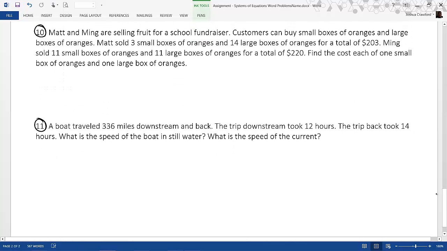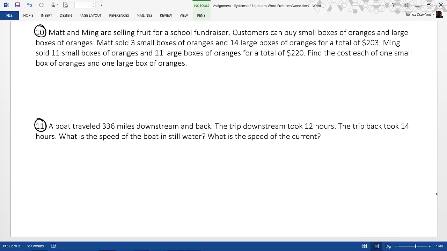Matt and Ming are selling fruit for a school fundraiser. Customers can buy small boxes of oranges and large boxes of oranges. Matt sold 3 small boxes of oranges and 14 large boxes of oranges for a total of $203. Ming sold 11 small boxes of oranges and 11 large boxes of oranges for a total of $220. Find the cost of each one small box of oranges and one large box of oranges.